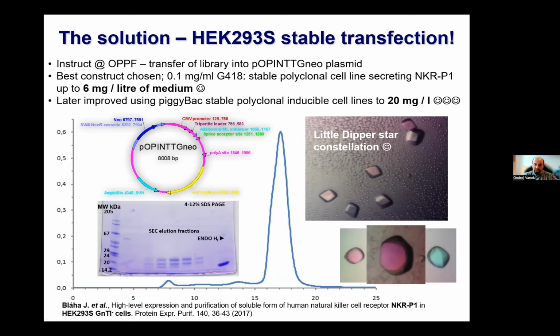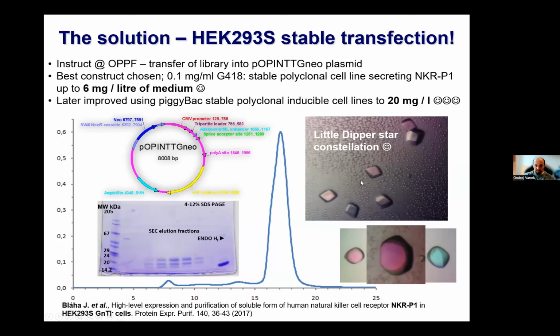The critical step we needed to take, in our minds, was to switch from transient transfection in HEK 293 cells to stable transfection. Again, we used the vectors from OPPF, and we created a stable polyclonal cell line that, to our surprise, secreted NKRP1 in very good yields. Later, and this is what we do today, we switched to the PiggyBac system for making stable polyclonal cell lines that are even inducible, and the yields are even better. So suddenly it was not a problem to obtain very nice protein and to crystallize it.